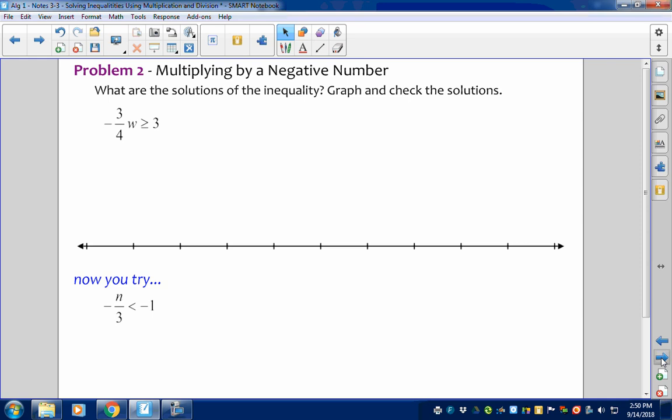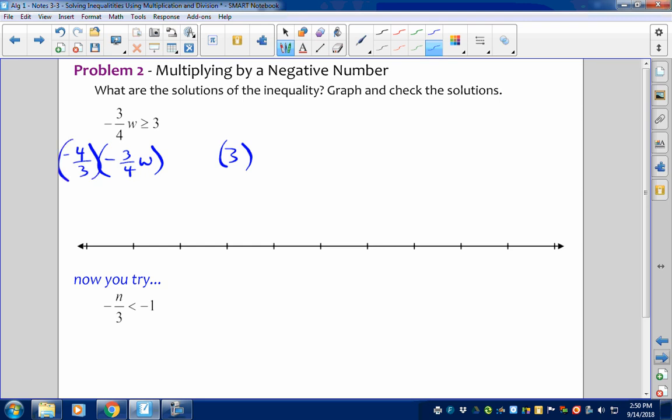Alright, this next one here, we have -3/4 w is greater than or equal to 3. If we want to take care of this in one step, we want to multiply each side by the reciprocal of -3/4. I'm going to wait to put my inequality symbol in there. We're going to multiply by -4/3 on this side and -4/3 on this side. And since we are multiplying by a negative value, we're going to change the direction of the inequality. So here, the negative and negative make that a positive. The 3's cancel equal 1. The 4's cancel equal 1, leaving me with w is less than or equal to.